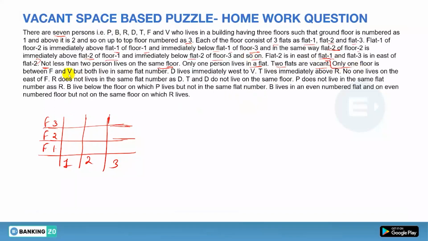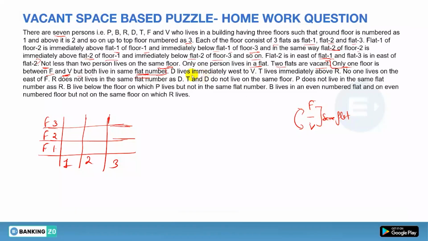Only 1 floor is between F and V, but both live in the same flat number. Okay, now first thing is F and V. Between F and V there is 1 floor. So it is obvious that one of them is on the first floor and one of them is on the third floor. And also both live in the same flat number. Okay, so you can write it down like this, that between F and V there is 1 floor. Again, you don't know the position with respect to each other, and both have the same flat.